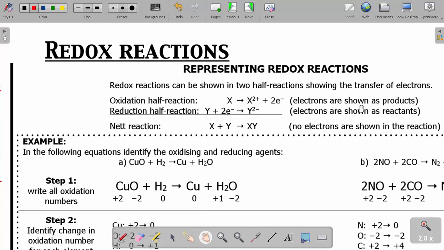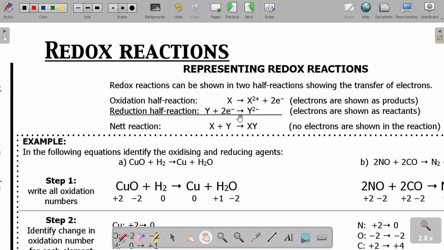Now how to represent redox reactions? Redox reactions can be shown in 2 half reactions showing the transfer of electrons. We call them the oxidation half reaction and the reduction half reaction. What is oxidation? We say it is gain of electrons. What about reduction? Loss of electrons. So in this case, X to give us X2+ plus 2 electrons, it means it has gained. When we gain, electrons appear on the products.